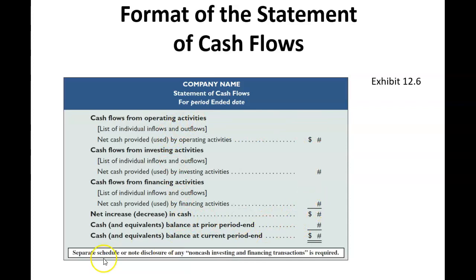And last, we won't actually practice in this class, but you should know that a separate schedule or footnote disclosure must be included with the statement of cash flows for any non-cash investing or financing transactions. We're actually not going to do that in this class.